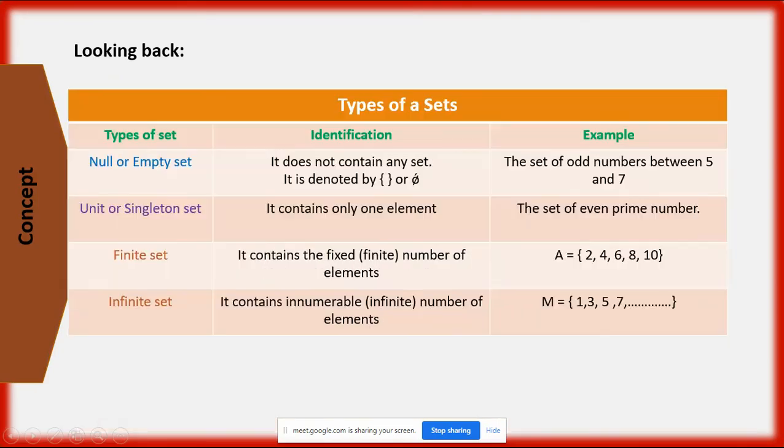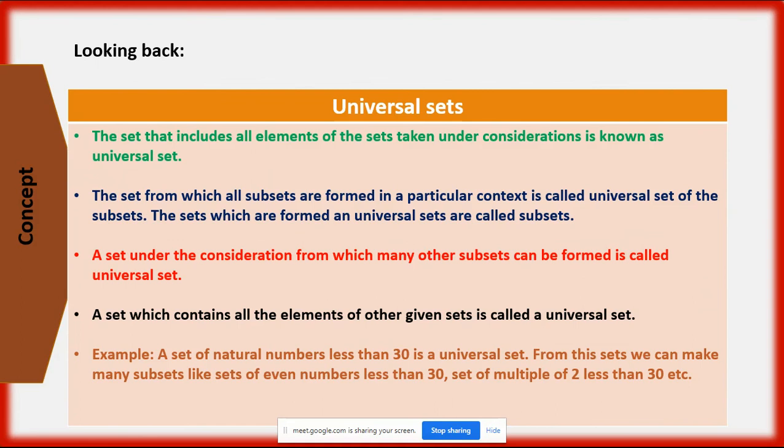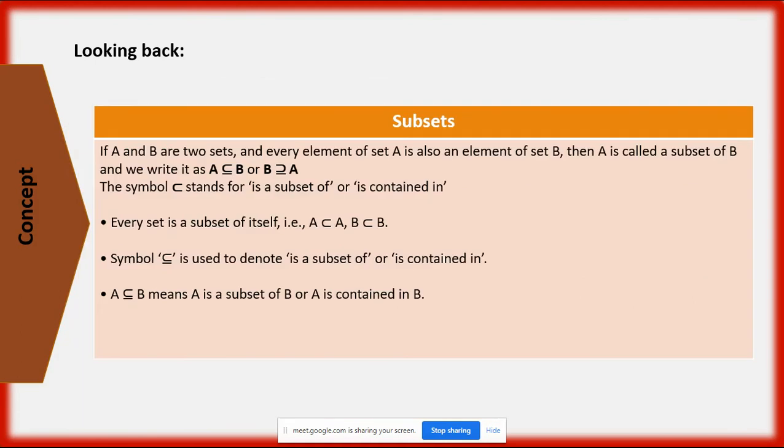Now moving to the subsets part, this is also a little bit confusing for students. If A and B are two sets, and every element of set A is also an element of set B, then A is called a subset of B. We write it as A is a subset of B, or B is a superset of A. That symbol is mentioned over here, dear students. The symbol stands for is a subset of or is contained in. And a more interesting point is, dear students, every set is a subset of itself. Do you believe?